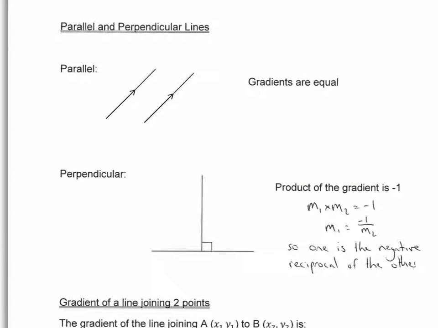Here we meet some familiar ideas, but with an extra piece of detail to it. So parallel lines have the same gradient. They're going up at the same slope. They don't necessarily have to be completely overlapping with each other, but they both have the same steepness.